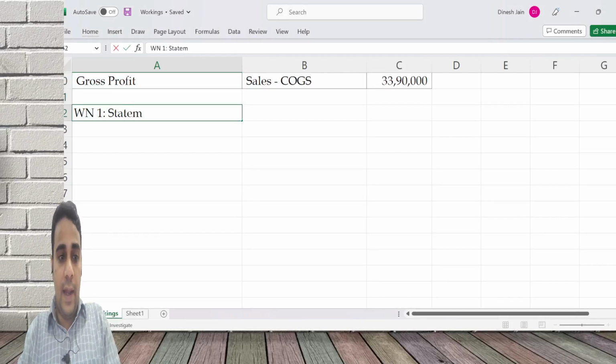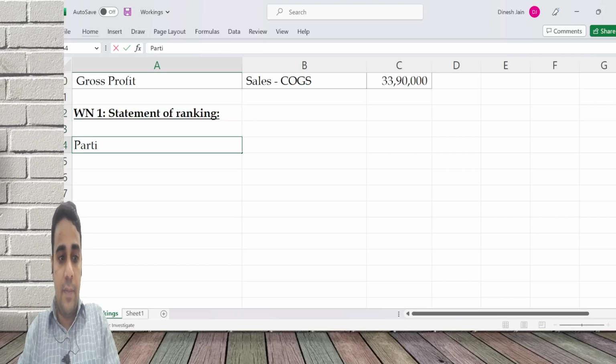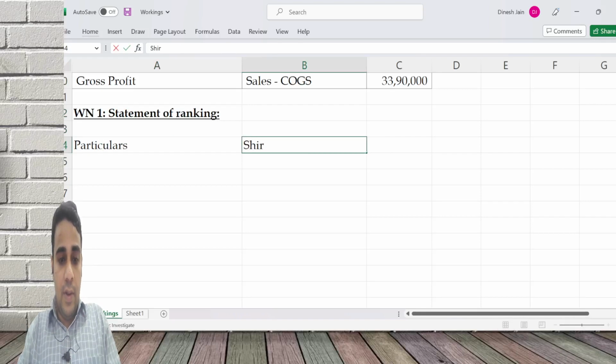Statement of ranking, plus shirts and shorts.